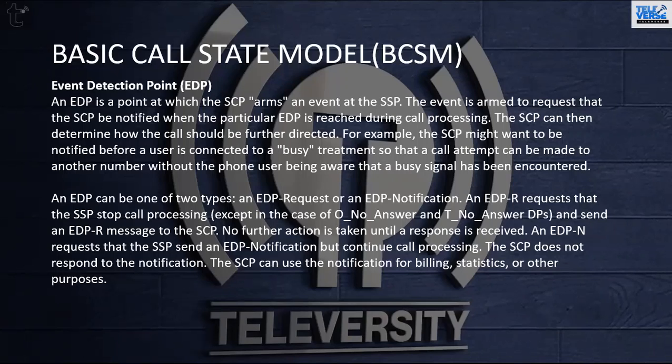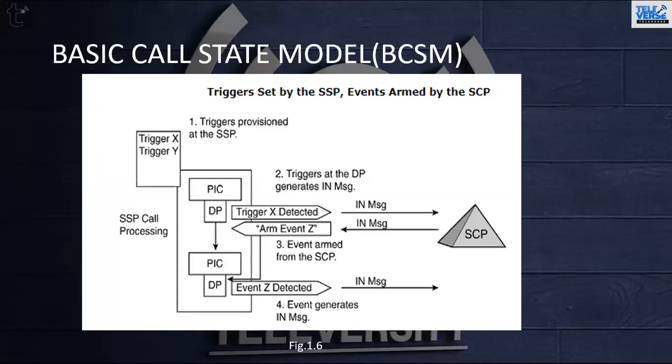So when we get to the call flows, I'll refer to some of these areas. Just not to confuse you, at least you understand the detection points, which are in two parts: event detection and trigger detection. And then you understand the point in call. So point in call plus detection points together makes up the basic call state model. All right. So that is that.